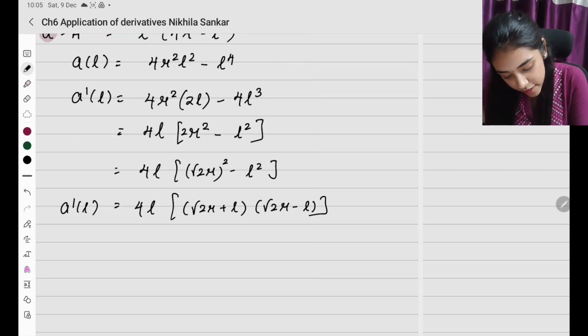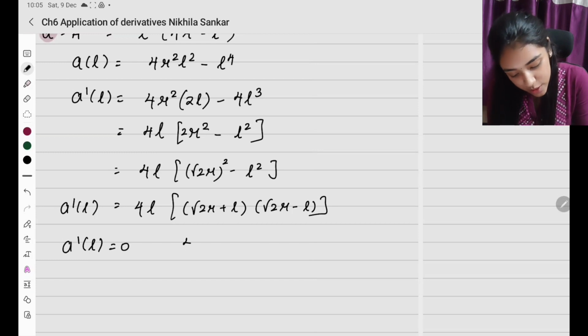Now this is my first derivative. Now I have to equate my first derivative to 0 to find the critical points. So what do I have? 4L times root 2r plus L. This is all inside the square.